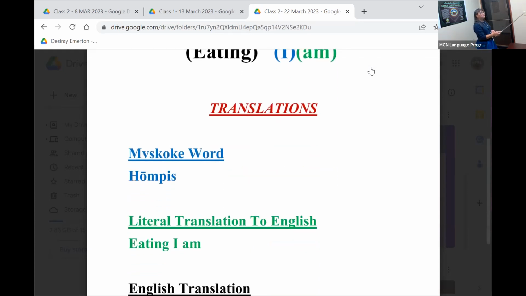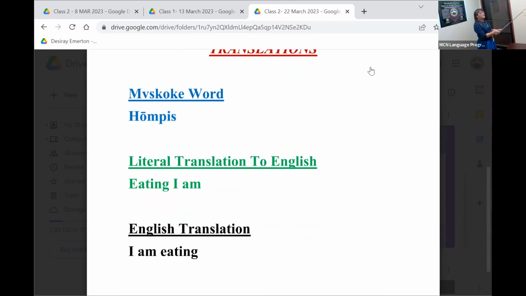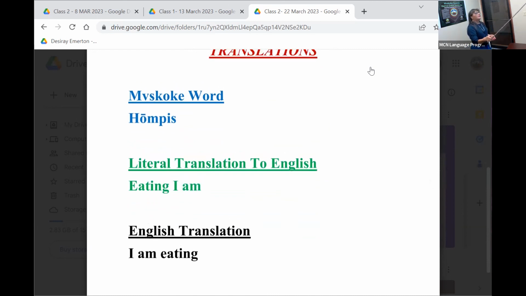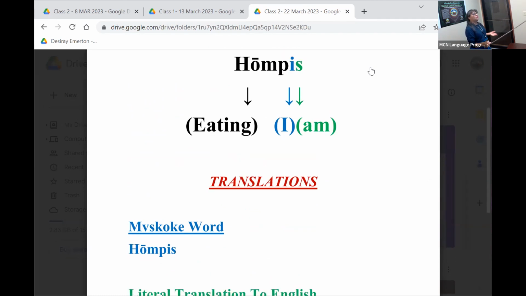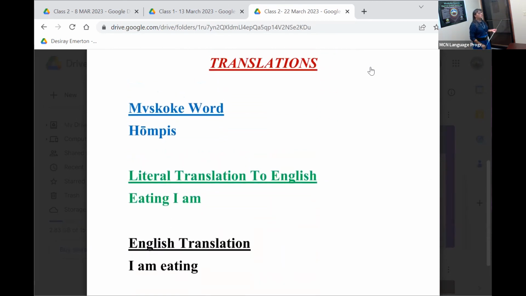And then, like I said, you see right here, the Mvskoke word. So you went from humbida to this word. The literal translation is eating I am. And then the English translation is I am eating. So to me, it's exciting to see eating I am, going from what you think is just one word to a whole sentence. And you can see the breakdown in translations.